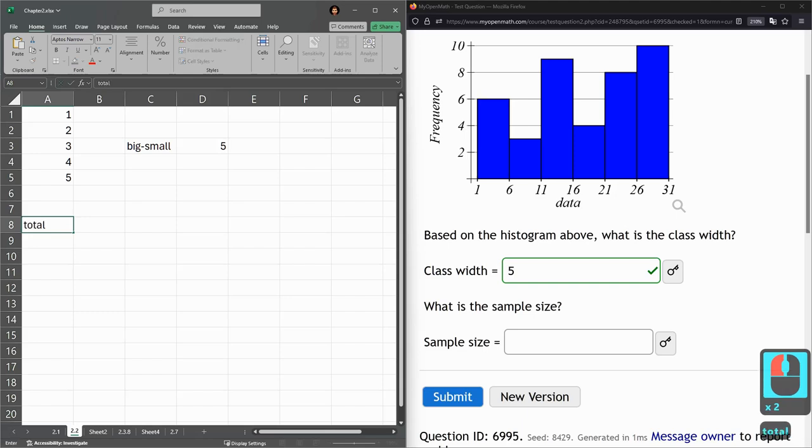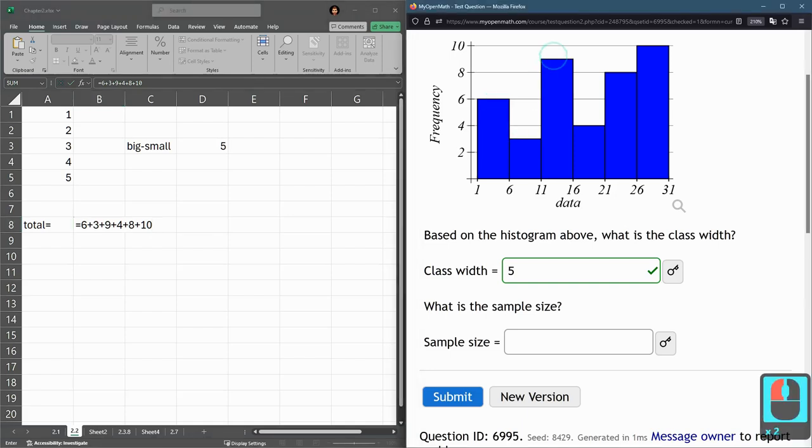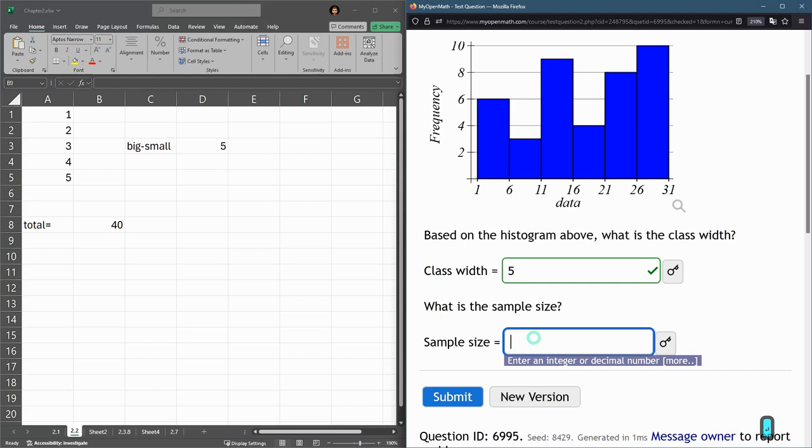So we're going to go with total equals, and remember, start with the equal sign here. So the first one was 6 plus 3 plus 9 plus 4 plus 8 plus 10. And remember, I just looked at each one of these one at a time and typed those numbers in. Make sure you have your equals at the beginning and hit enter. Should give you the total right there.